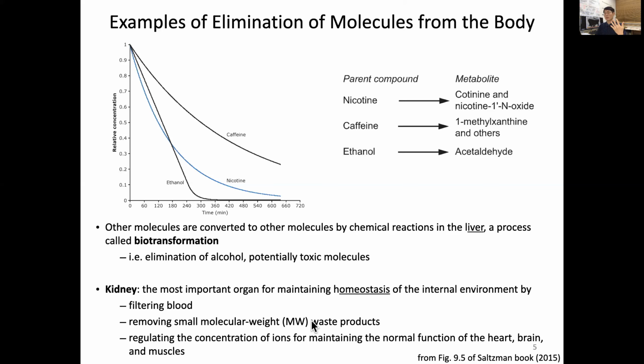So it removes from our body these small molecular weight products, and most importantly, it regulates the concentration of ions for maintaining the normal function of our heart, brain, and muscles, especially, for example, sodium. Sodium concentration is high outside of the cell. For example, in the brain, the neurons and the cells, sodium concentrations are about 10 times higher outside. And the kidney's function is to keep the concentrations of these very important ions in balance in our body.